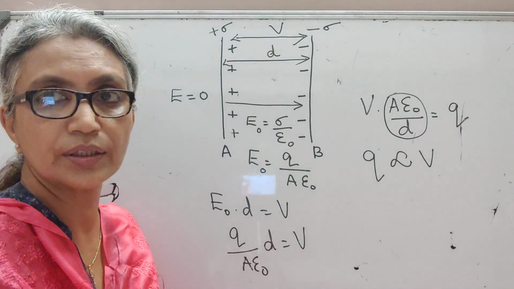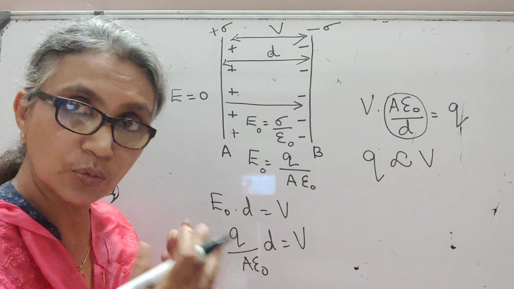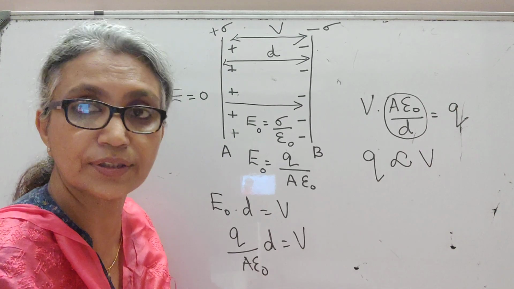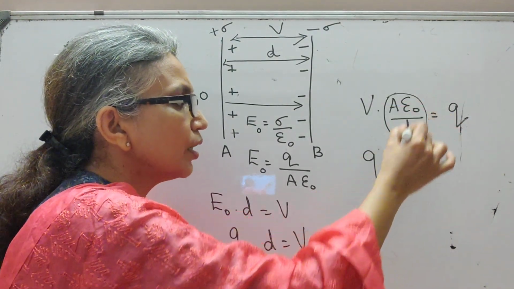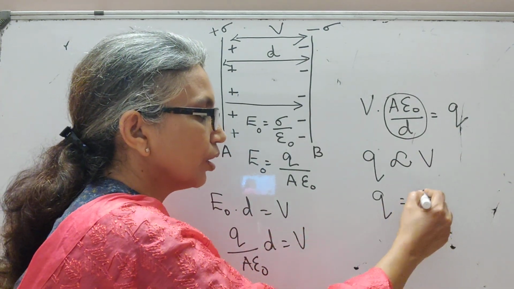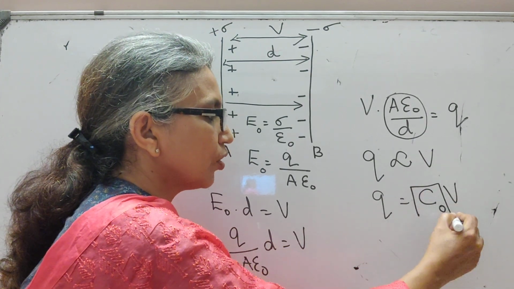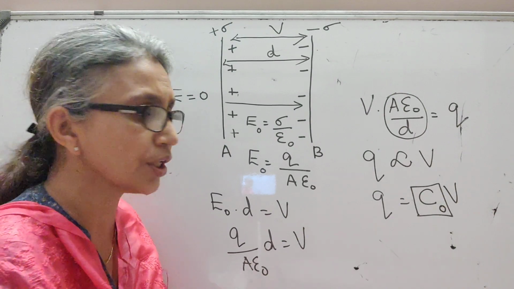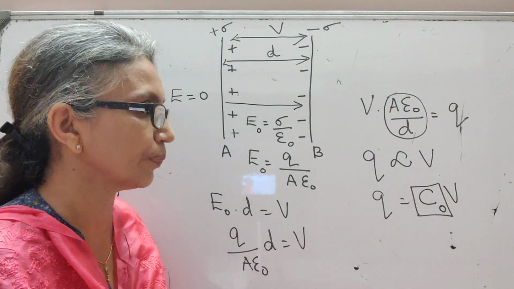And the permittivity of the medium, air or vacuum, is another constant, 8.85 into 10 raised to minus 12. So when you make the capacitor itself, you're fixing the plate area, you're fixing the distance between the plates and the medium between the plates. So this whole thing I've taken as a constant, and I may write Q proportional to V, or Q is equal to a constant C0 into V, where C0 is called the capacitance of the capacitor, the ability of the capacitor to hold charge, C0, when the medium between the plates is air or vacuum.